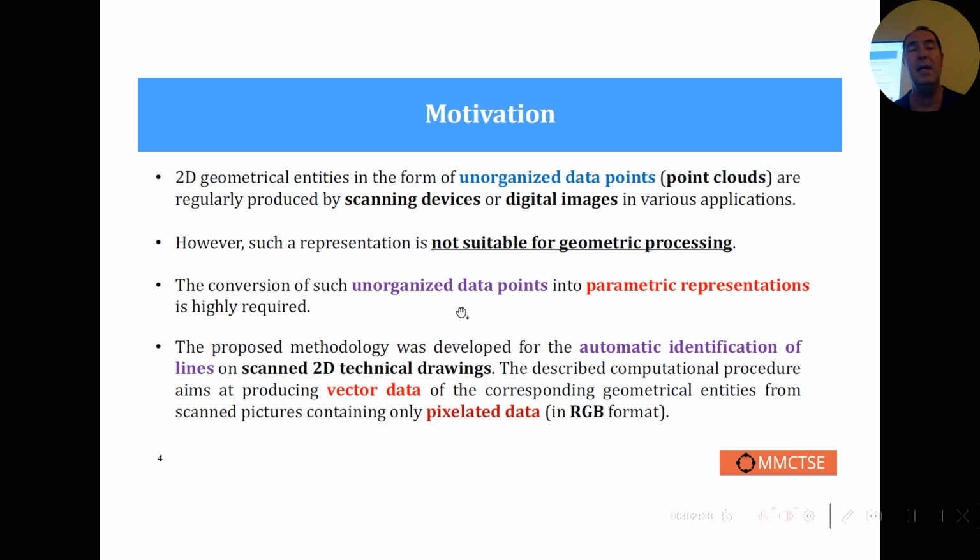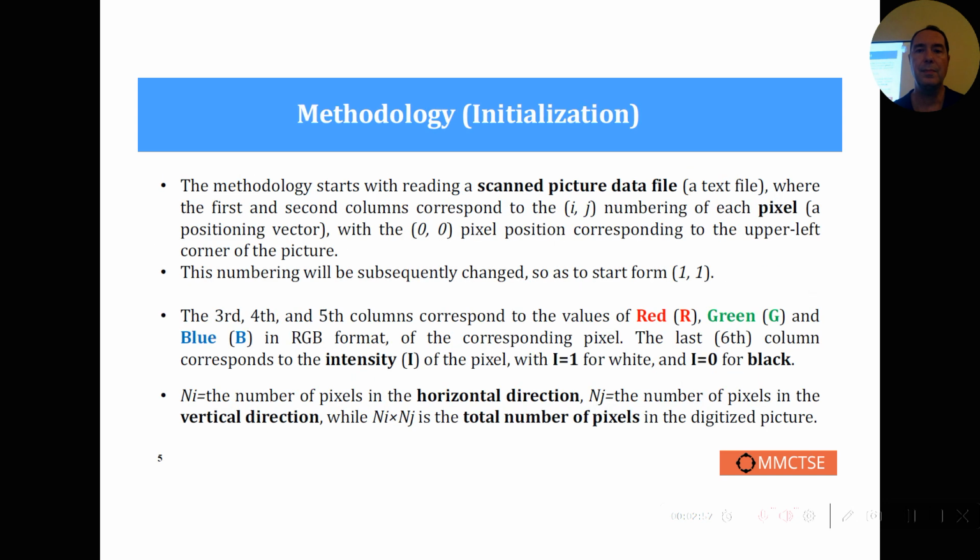So the target in this methodology is to have a semi-automatic or automatic identification of lines from scanned 2D technical drawings. The result is vector data that can be used for the 3D reconstruction. So I will describe briefly the methodology.